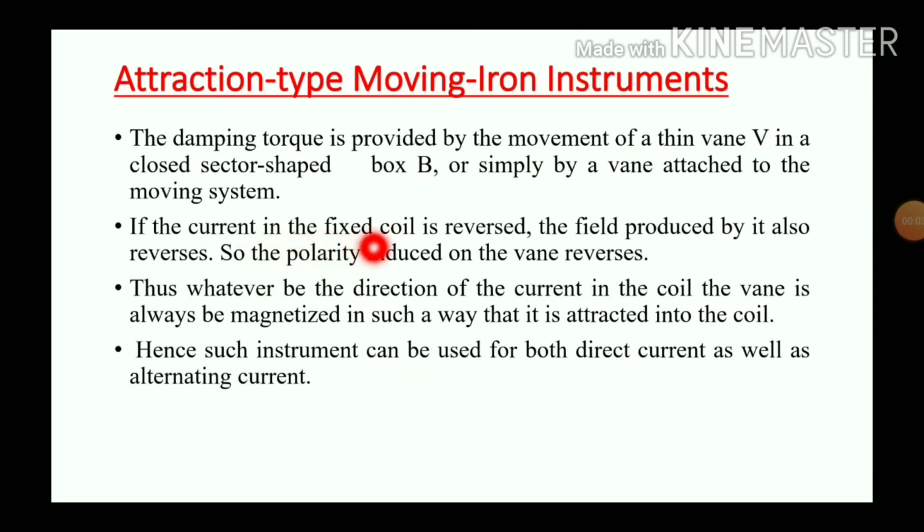If the current in the fixed coil is reversed, the field produced by it also reverses. So, the polarity induced on the vane reverses. Thus, whatever be the direction of current in the coil, the vane is always magnetized in such a way that it is attracted into the coil. Hence, such an instrument can be used for both direct as well as alternating current measurement.